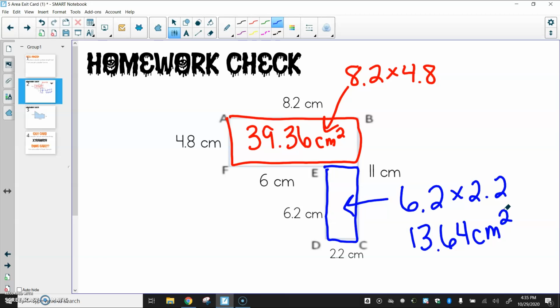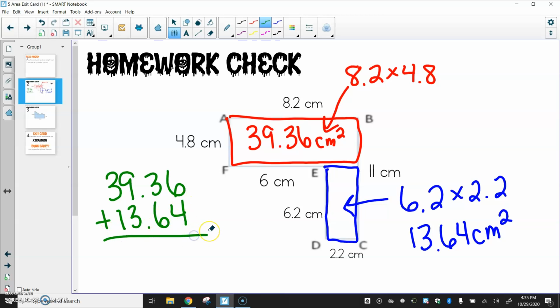So now the last step is to find the area of the whole shape, which means I need to add the two areas of the rectangles together. So we're going to add 39.36 plus 13.64. And you can do that yourself or just type it in your calculator. So I'm going to do my calculator real quick. Just hold on 1 second for me to type that, because I don't have all these memorized. And we end up with 53 exactly.